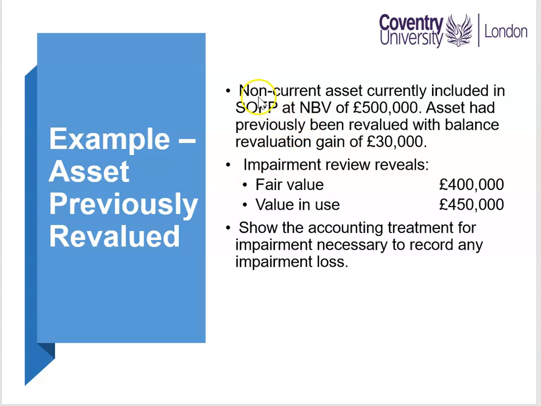So here's an example. The non-current asset is currently valued at the net book value of 500. This asset had previously been revalued with a balance on the revaluation gain of 30,000. Again, the impairment review reveals that fair value is 400, value in use is 450. Show the accounting treatment. So again, first of all, you compare these two and you take the higher figure, which is 450. The asset cannot be carried at more than 450, so we're carrying it currently at 500. Therefore, there's an impairment loss of 50.